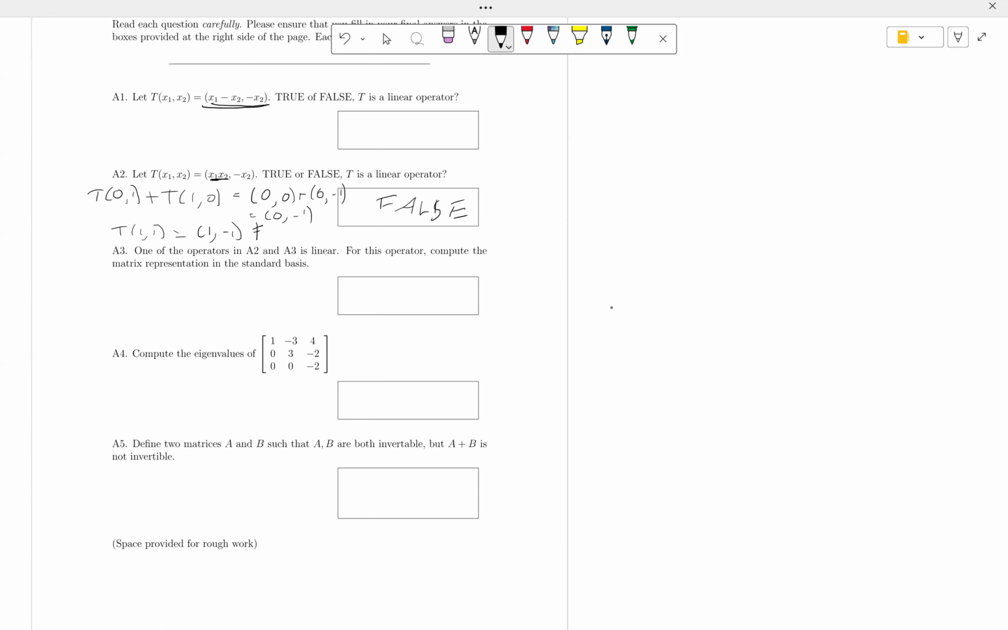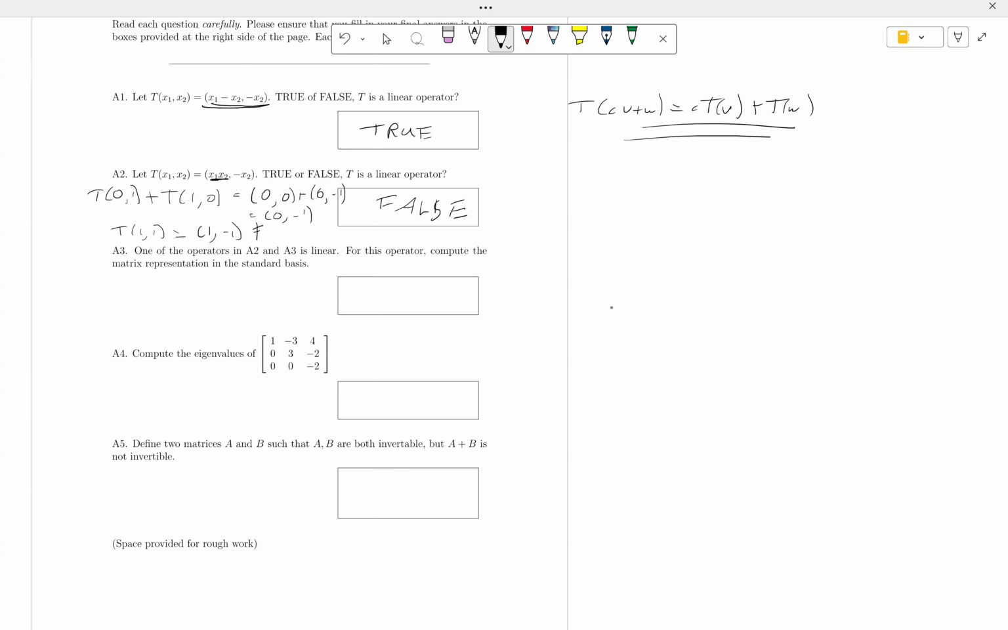Here, this is true. And I encourage you to go through and prove to yourself that it's true by showing that T of CV plus W equals C T of V plus T of W. That would be well worth it to do that exercise.